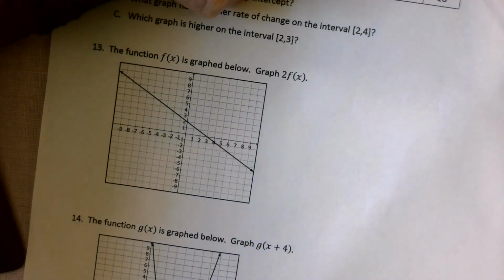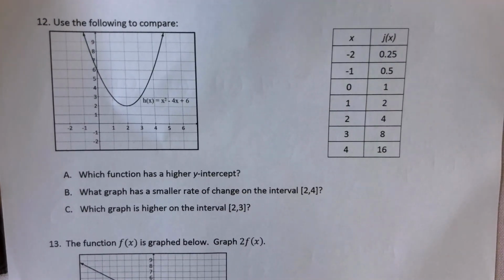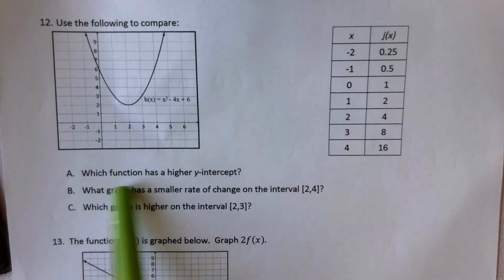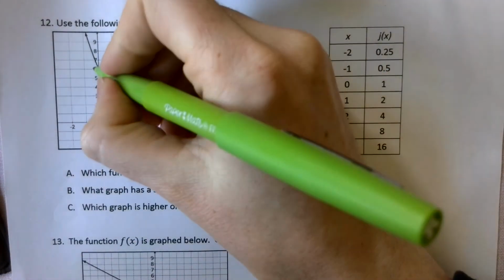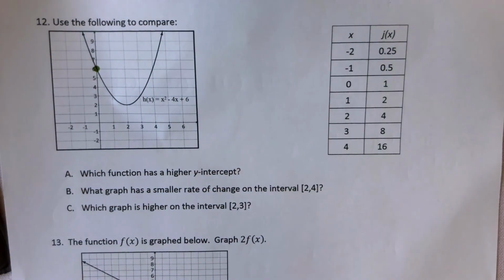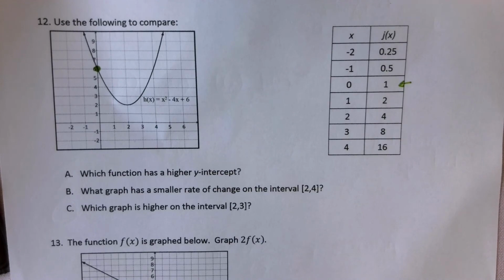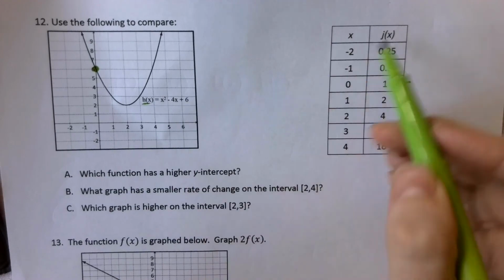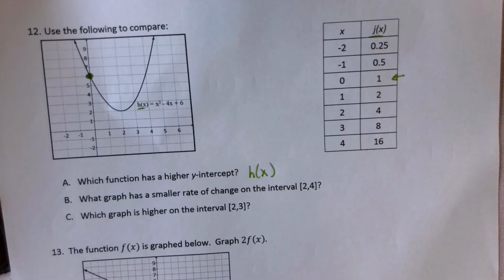Alrighty, I think we are on our very last page. That is super exciting. So now we're going to use this graph and this table to compare. Which function has the higher y-intercept? For our graph, our y-intercept is 6. And for our table, it's 1. So h of x versus j of x. H of x has the higher y-intercept.